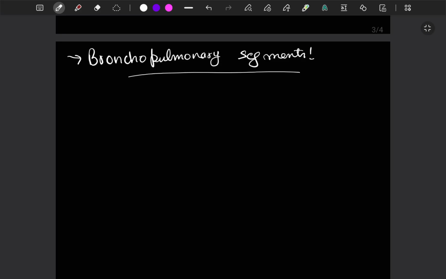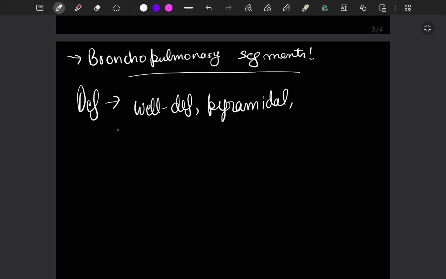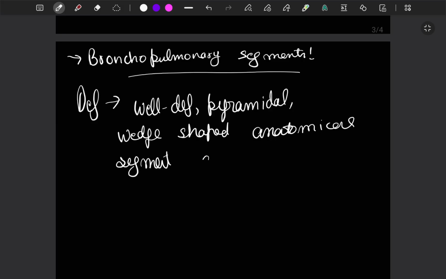Now there's this one very important question called bronchopulmonary segments. Right, so what are bronchopulmonary segments? First of all, let's go with the definition. These are well defined, pyramidal, wedge shaped, anatomical segments aerated by tertiary bronchus.